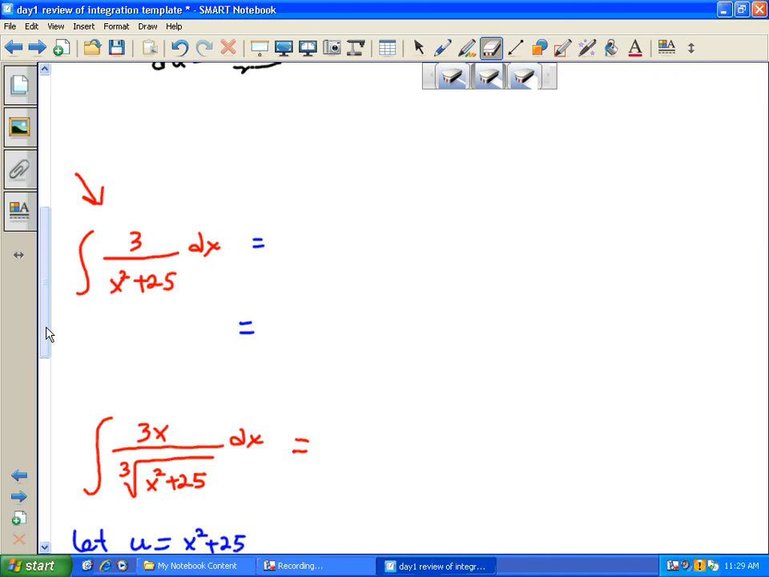Well, flip back a few pages from today's notes, and you will see that you were reminded of the arctangent formula, right? When you have the sum of two squares on the bottom, this is x squared plus 5 squared on the bottom. So what is your a? A would be 5. So for the formula, take the 3 out first of all.